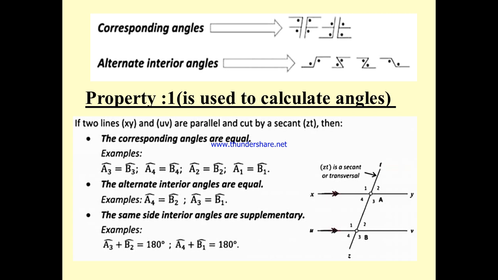Let's take one more property, that the adjacent interior angles, on the same side, which are found inside or between the two parallel lines, must be supplementary. Don't forget, supplementary angles are the angles that add up to 180 degrees. So if I look at the figure, I will notice that A3 and B2 are adjacent interior angles, so their sum must be equal to 180 degrees. So A3 plus B2 is equal to 180 degrees, and A4 plus B1 is equal to 180 degrees.